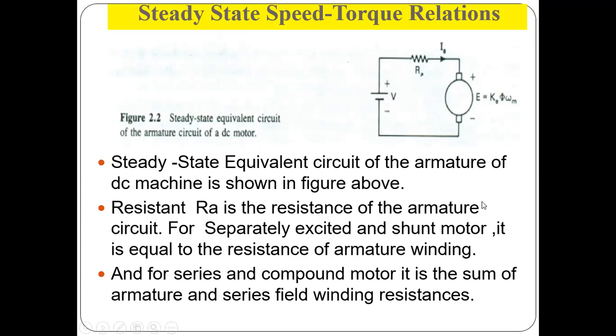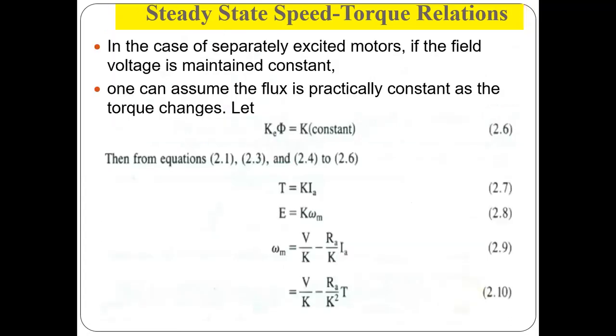The steady state equivalent circuit of the armature of the DC machine is shown in the above figure. According to that, we can say that Ra is the resistance of the armature circuit. For separately excited and shunt motors, it is equal to the resistance of the armature winding, and for series and compound motors, it is the sum of the armature and series field winding resistance. So this is the relation between speed and torque.